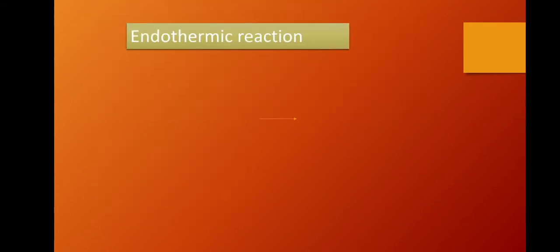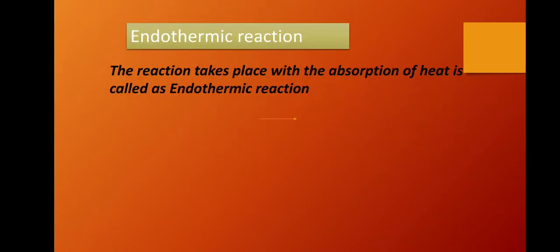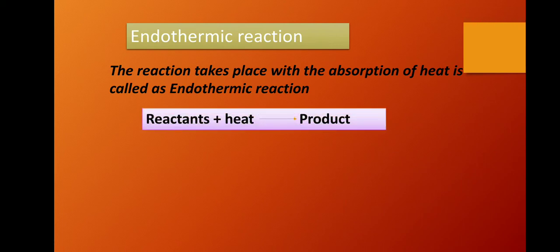Now, let's consider the endothermic reaction. Now, all have a clear idea. Endothermic means in the exothermic heat is released, in endothermic heat is absorbed. Here, the reaction takes place with the absorption of heat. It's called an endothermic reaction. Here, reactants and the heat is absorbed. Finally, the product is formed.